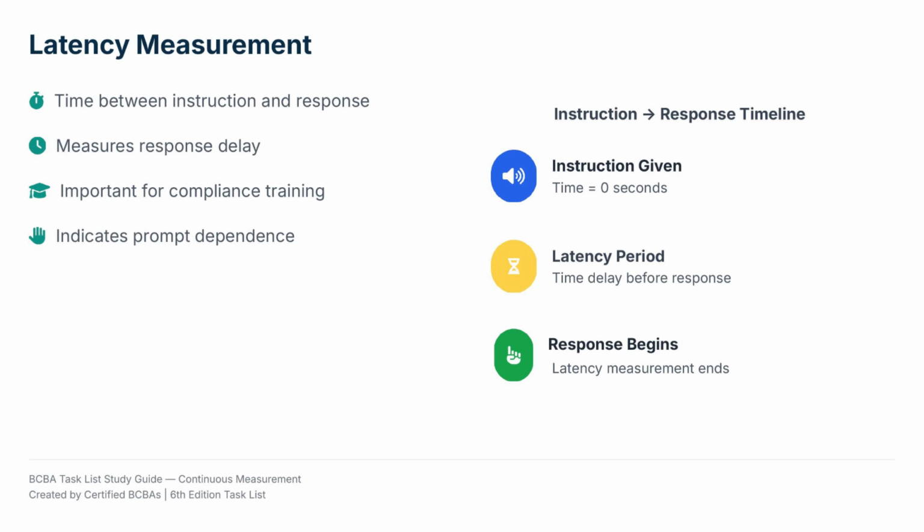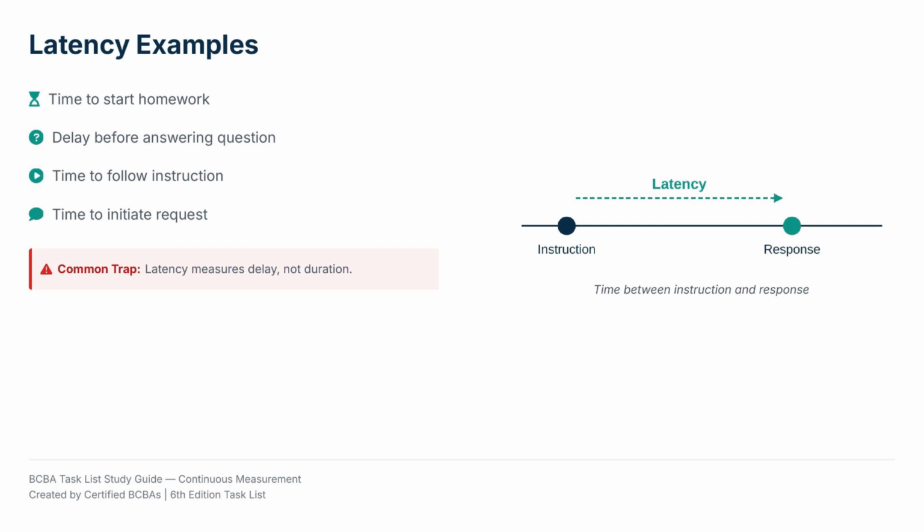Latency measurement is commonly used in compliance training. It can also indicate prompt dependence, meaning a learner may delay responding until prompts are provided. Examples of latency include time to start homework after an instruction is given. Another example is the delay before answering a question during a classroom discussion. We could also measure the time it takes for a child to follow an instruction, such as "come here."